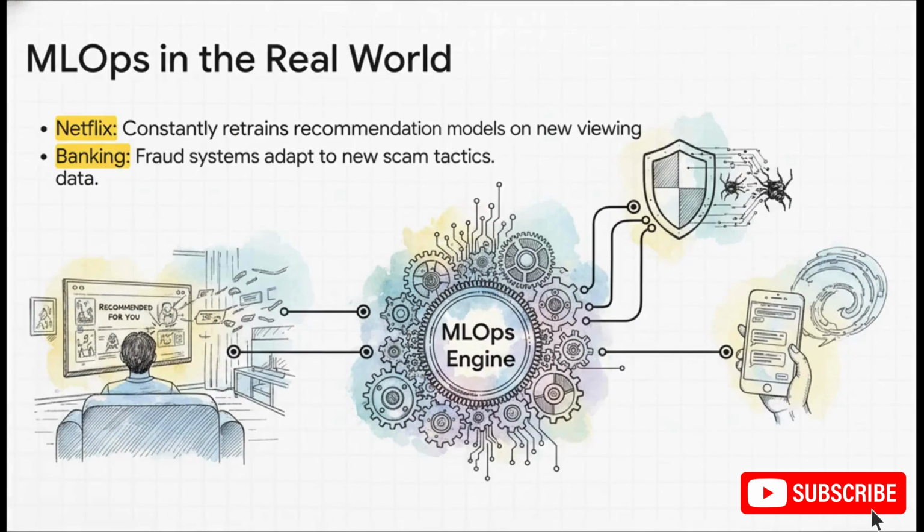And this is not just some theory. It's how the biggest AI systems you use every day actually work. The reason your Netflix recommendations stay fresh is because of MLOps. Their models are constantly retraining on what you watch. It's why banking apps can catch new scams and why chatbots get smarter over time. MLOps is what makes AI feel alive.